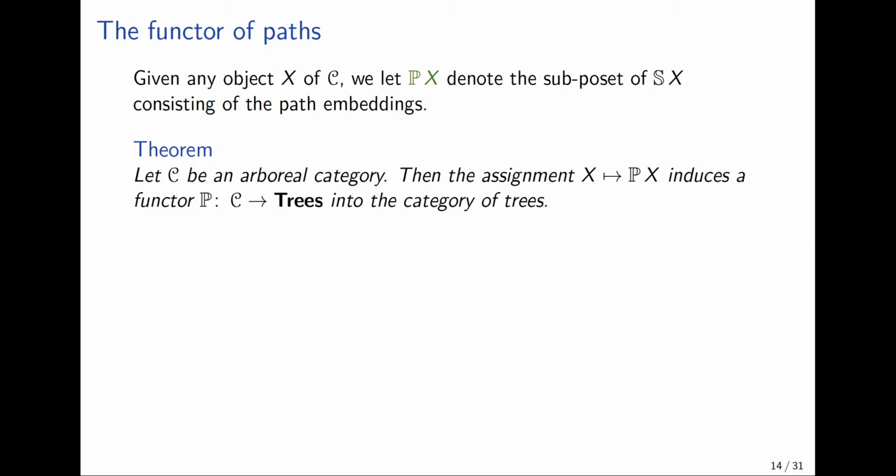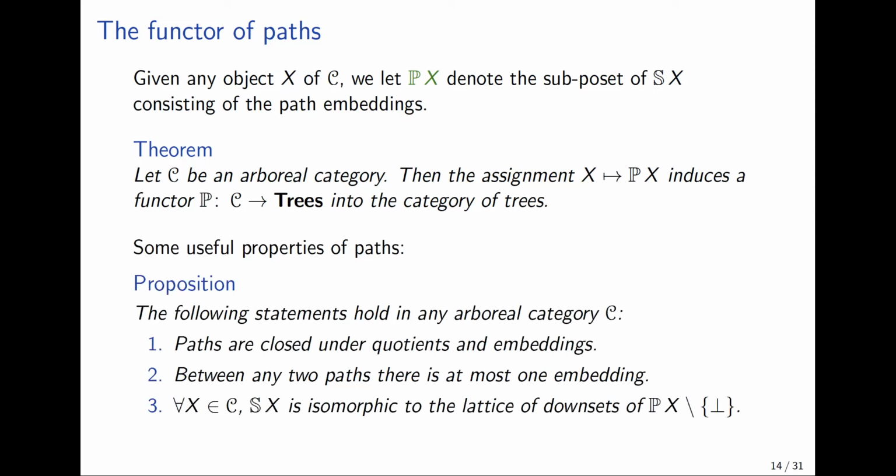And this allows you to reason in a sort of concrete way about objects in the arboreal category. Then you can prove some nice facts about arboreal categories. Just to mention a few very quickly: you can show that paths are closed under quotients and embeddings. You can show that between any two paths, there is at most one embedding. And then it turns out that the posets of embeddings in this category are actually perfect lattices. So they are lattices of downsets of certain posets, which are given by these forests here.